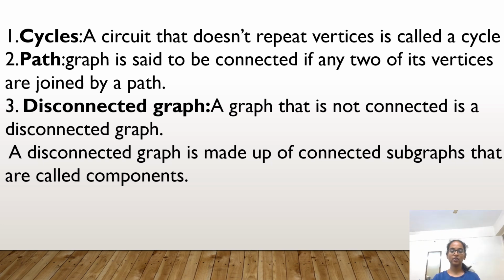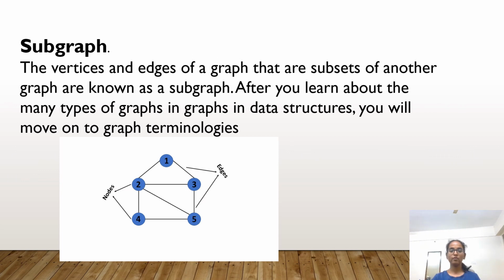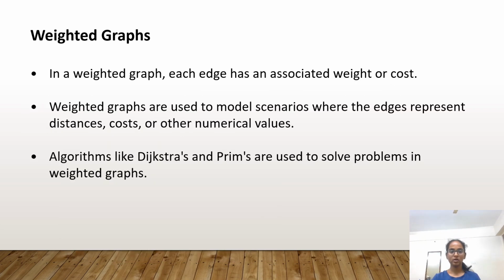A disconnected graph is made up of connected subgraphs that are called components. Subgraph. The vertices and edges of a graph that are subsets of another graph are known as a subgraph. After you learn about the many types of graphs in data structures, you will move into graph terminologies.